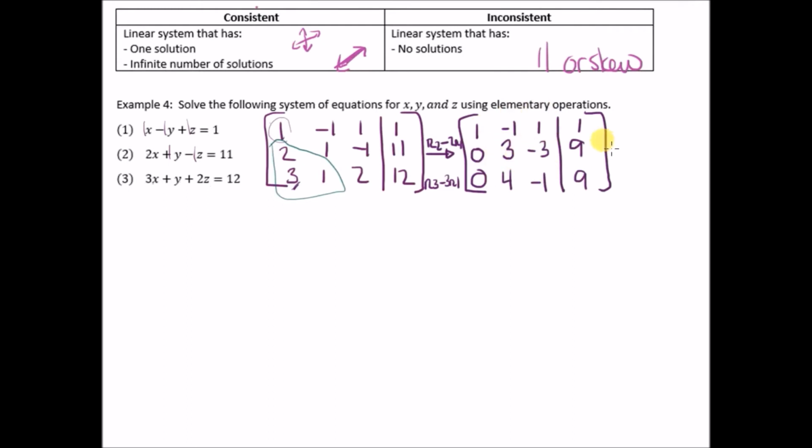All I'm going to do in this step is divide row 2 by 3, just so it's more simplified, okay? So I get 1, negative 1, 1, 1. Now I get 0, 1, negative 1, 3. 0, 4, negative 1, 9.